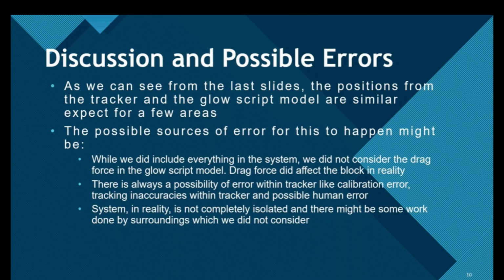And then for discussion and possible errors, as we can see from the last slide, the position from the Tracker and GlowScript models are very similar except for a few areas. The possible sources of error for this might happen to be we did not include everything in the system. We did not consider drag force in the GlowScript model. Drag force did affect the block in reality. There is always possibility of error within Tracker, like calibration error, tracking inaccuracies, and possible human error. And in the system in reality, by not completely isolating, there might be some work done by surroundings which we did not consider.